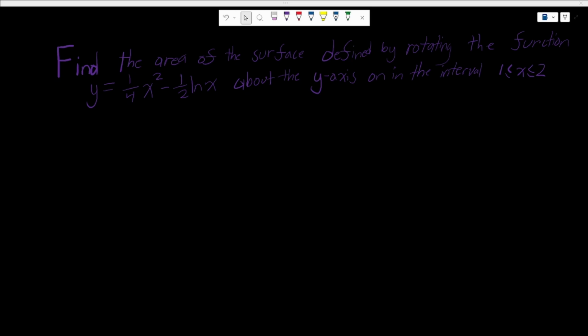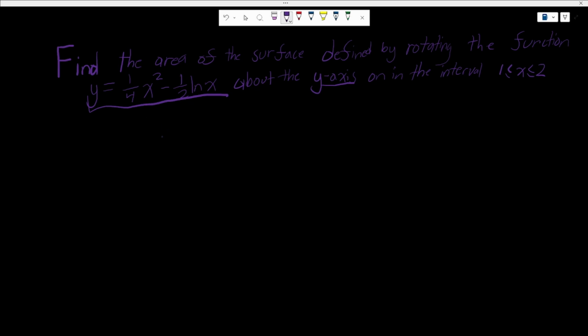Find the area of the surface defined by rotating the function y = 1/4 x² − 1/2 ln x about the y-axis on the interval from 1 to 2.